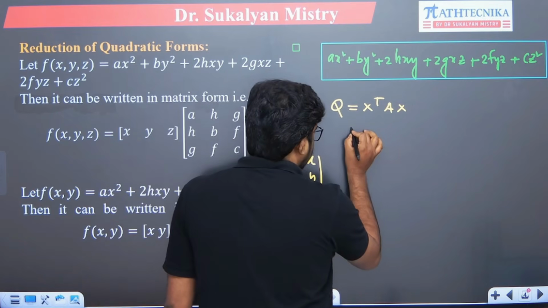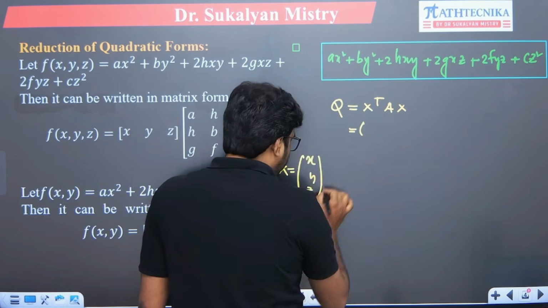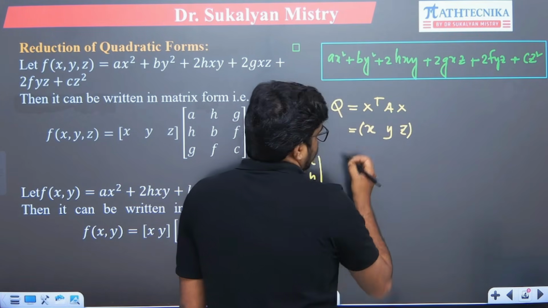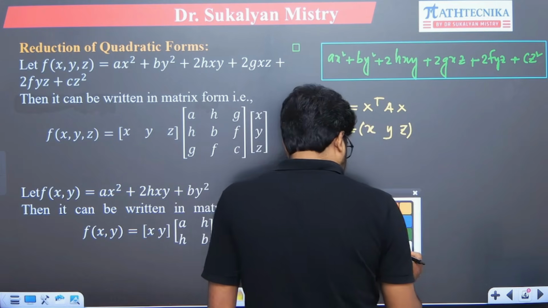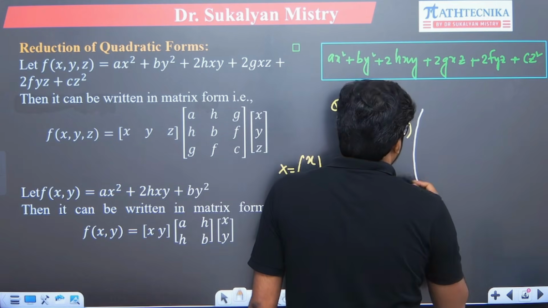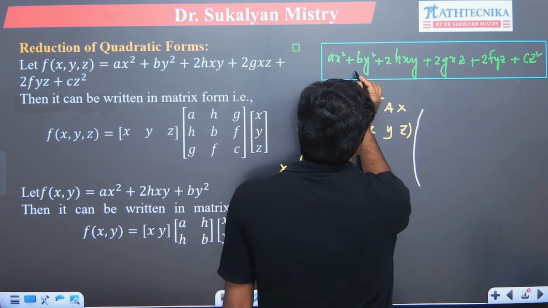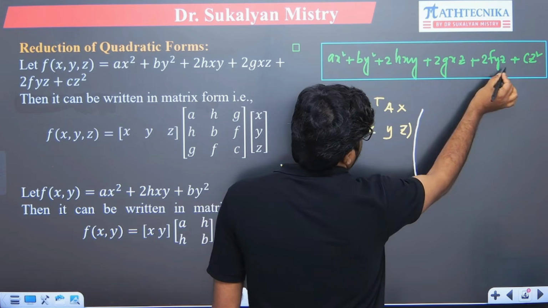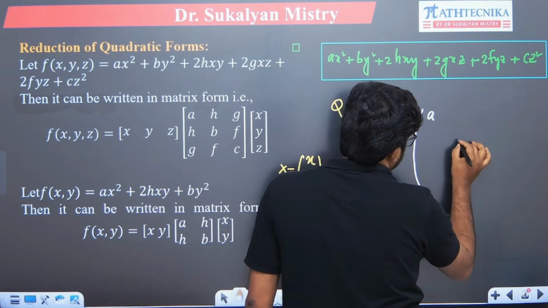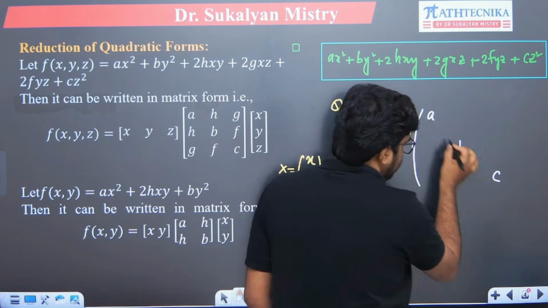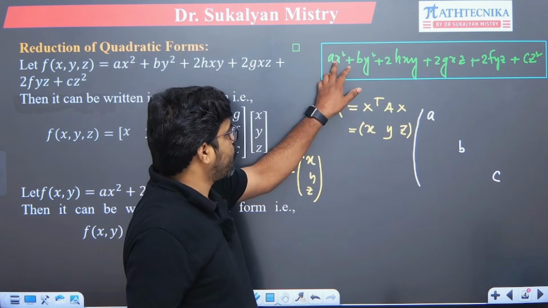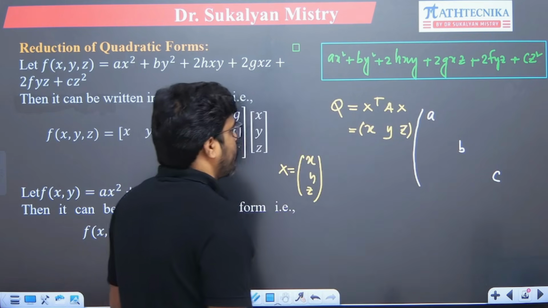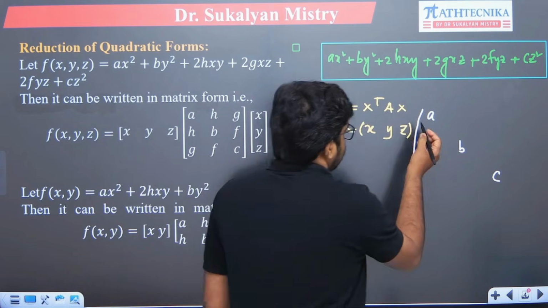So x transpose, so column will be row x, y, z, and A is the associated matrix. What is A? Just see, the diagonal elements will be the coefficient of x square, coefficient of y square, coefficient of z square, that is a, b, c. The diagonal elements are the coefficients of x square, y square, and z square, and the non-diagonal elements, just 2 they divide.